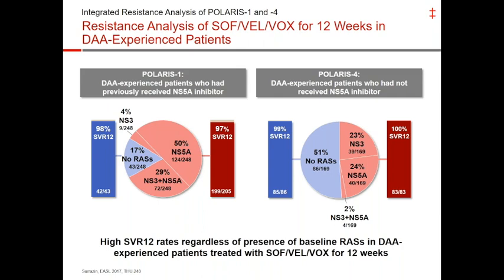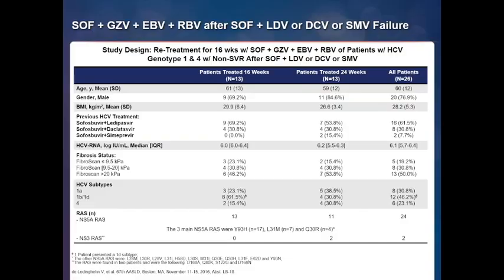Patients who failed sofosbuvir or grozepivir-albisvir, so who had combinations with soft and a PI, you can see that again there was no impact on those patients who had mutations. The cure rates were 99% versus 100%. So really, these triple drug combinations promise great cure for patients who failed prior therapies. Next slide.